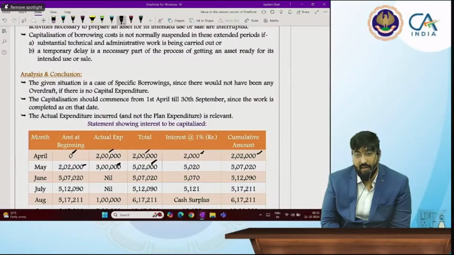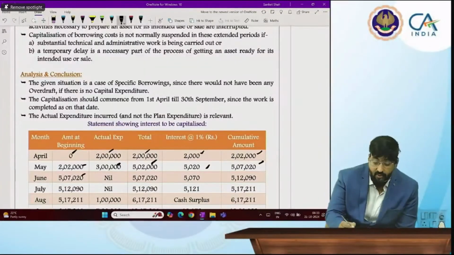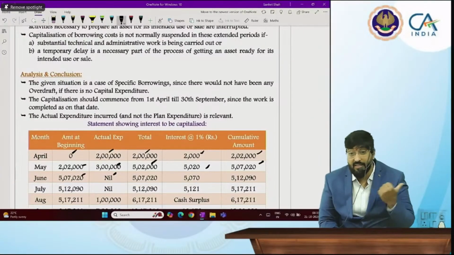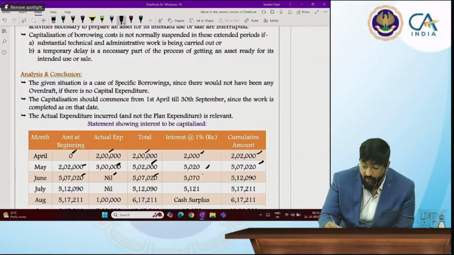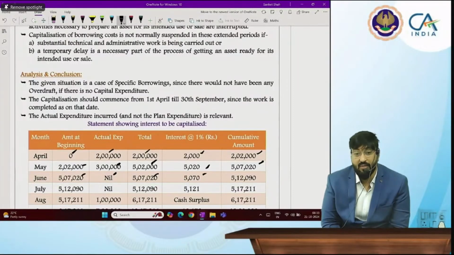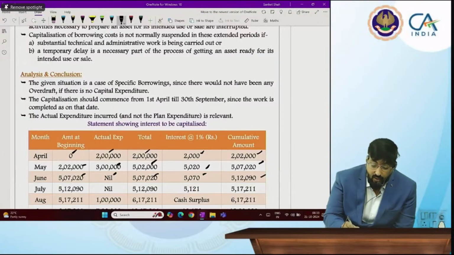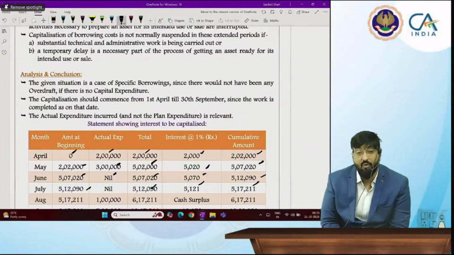2 lakh 2000 plus 3 lakh. How much interest? Because I am using that facility, I am not paying anything, including expenditure, so I am using that facility. 5020. Correct? Now this amount is getting carried forward to June. No actual expenditure in June, but I have to incur interest on the previous amount. So 1% on 5070 is 5070 interest, so total is 512090. In July also interest will come, carry forward. 5121. The interest meter is running up to July.